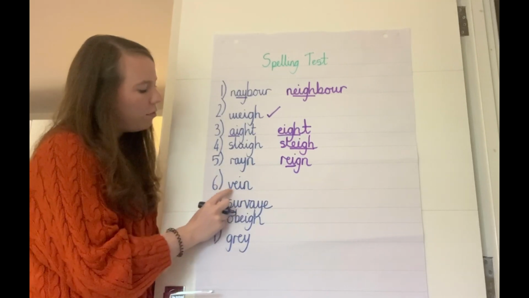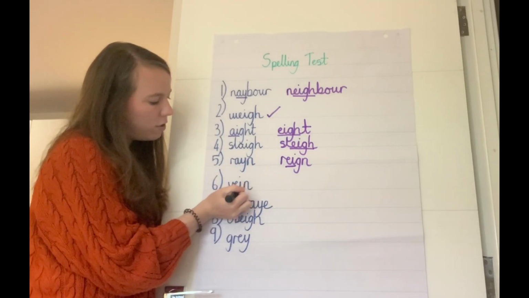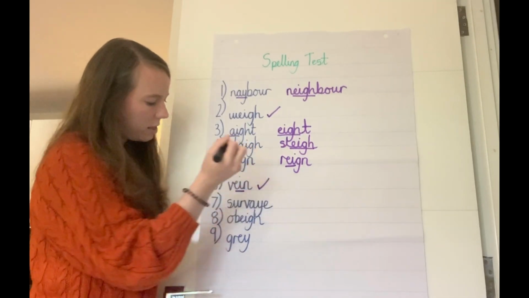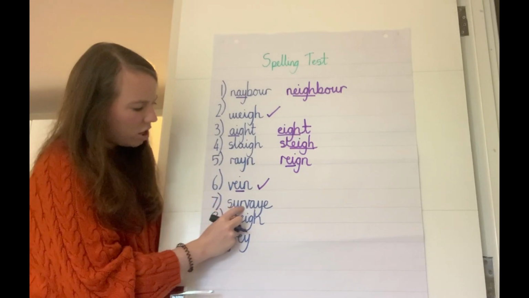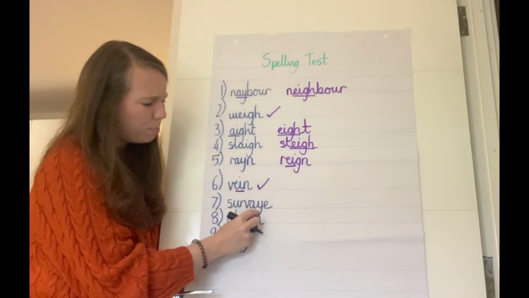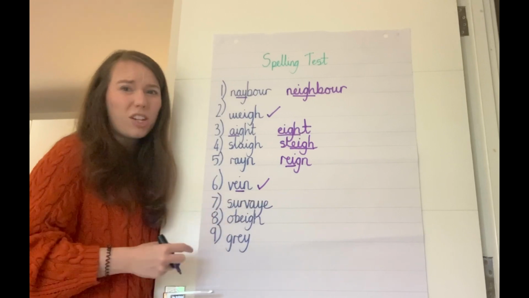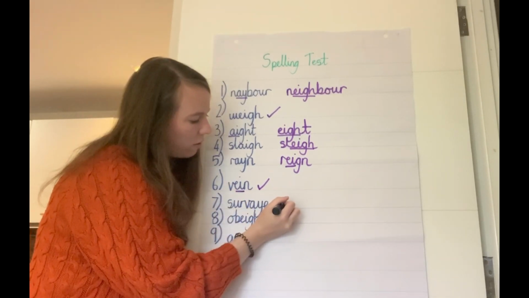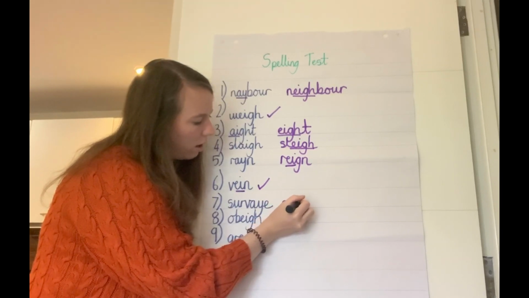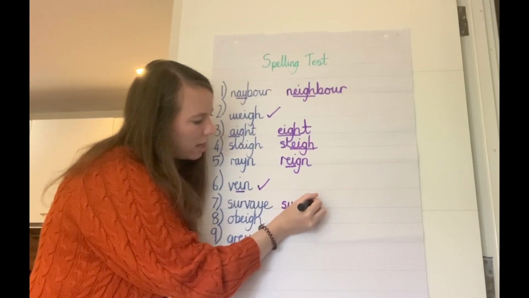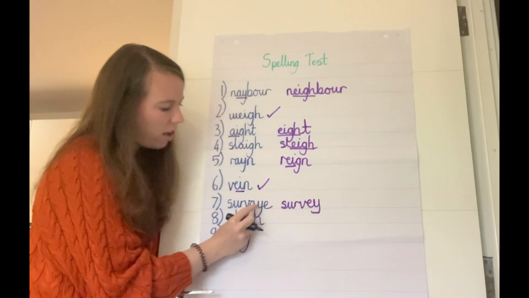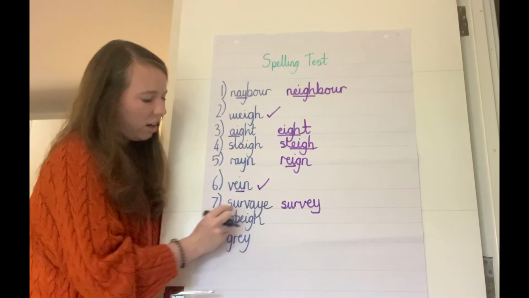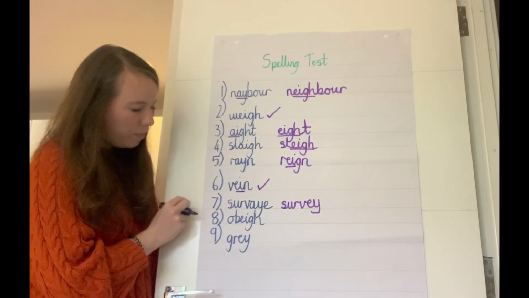6, vein. Oh, V-E-I-N. Fantastic. I've used the correct A sound. That one is correct. 7, survey. Oh, I can see I've put a split A in here, but we don't need a split digraph for the survey. I've spelt the first part of the word correctly, S-U-R-V, and then it just has E-Y at the end of it. We didn't need to have the split digraph. I got the first part right.